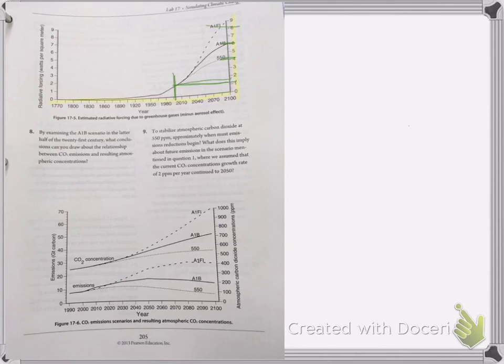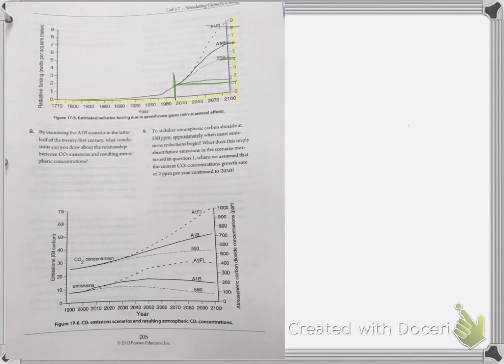So question 8: by examining the A1B scenario in the latter half of the 21st century, what conclusions can be drawn about the relationship between CO2 emissions and the resulting atmospheric concentrations?